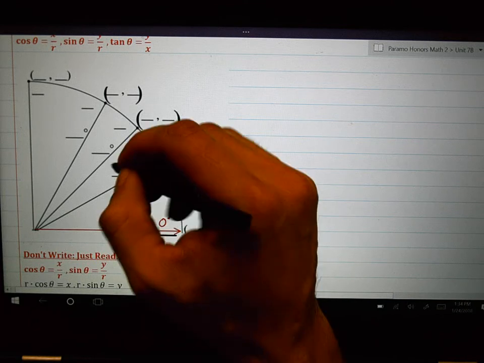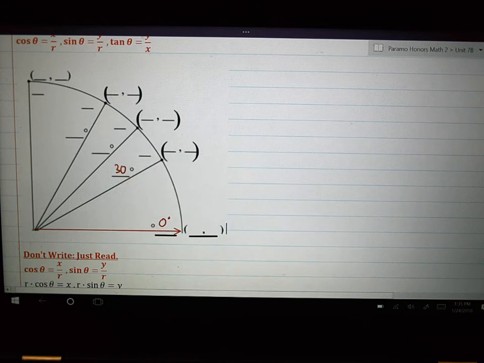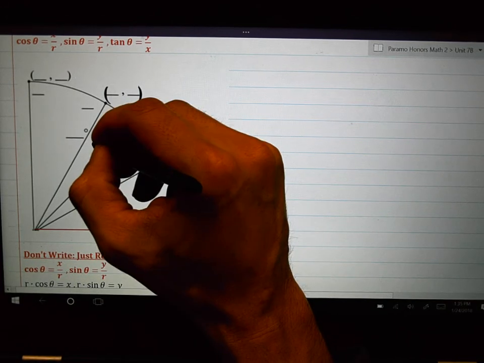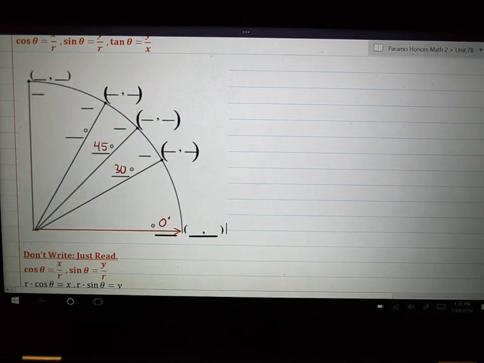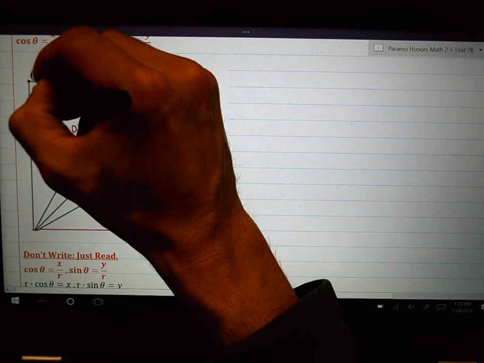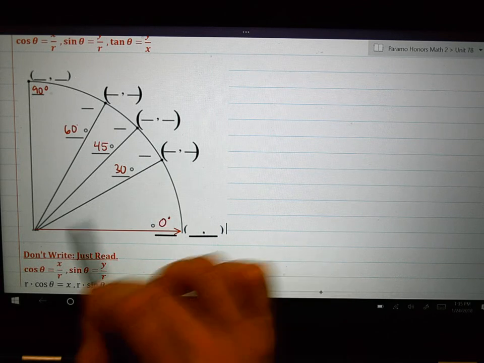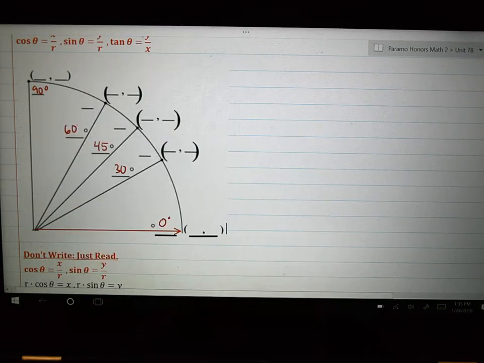If I go up here, how many degrees is that going to be? That is 30 degrees. If I go up to here, that is 45 degrees. That's 60 degrees. And then this one over here will be 90 degrees. That's what we're filling in for right now. We're going to ignore 15 and 75 because those aren't really important.